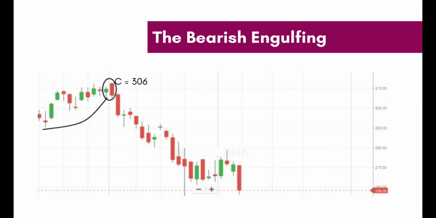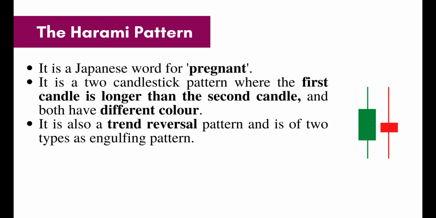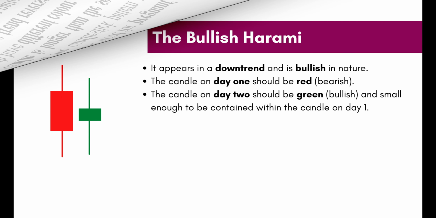This sums up the engulfing pattern and we will discuss the Harami pattern now. Well, before you start thinking, this is not the word we use in Hindi. However, it is an old Japanese word which means pregnant. This will make more sense when you observe the pattern. But for now, the Harami pattern is a two candlestick pattern wherein the first candle is longer than the second candle and generally both have a different color. It is a trend reversal pattern and is of two types, as with engulfing. Let's start by discussing the bullish Harami.